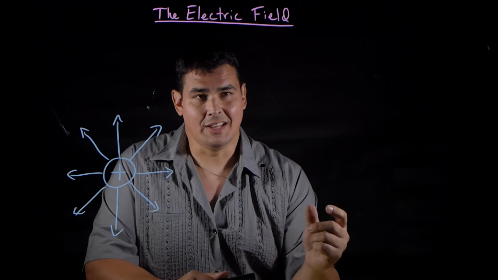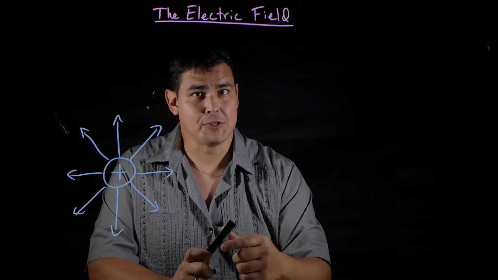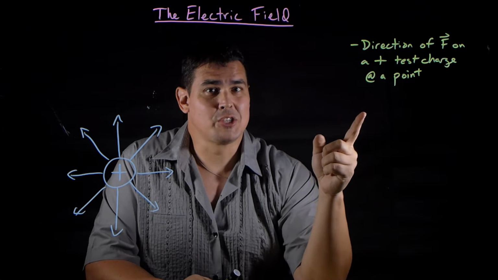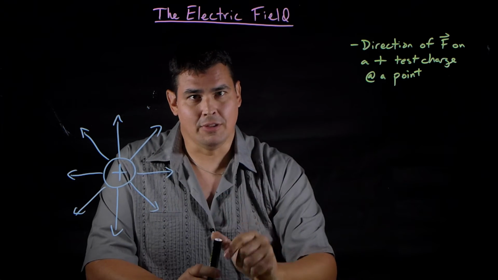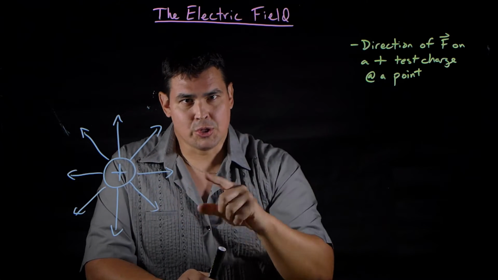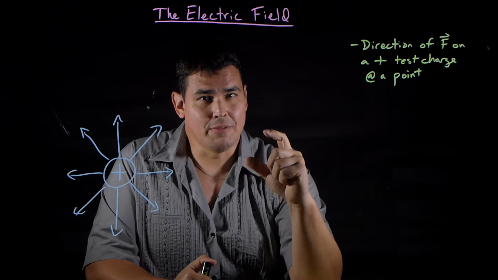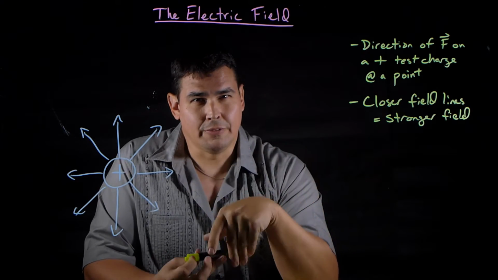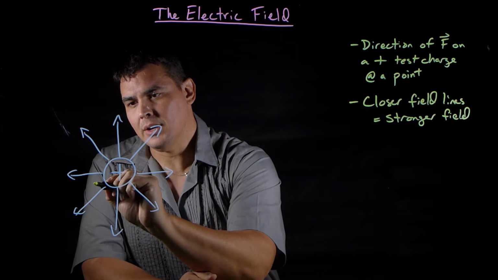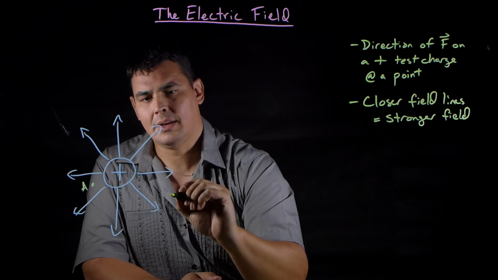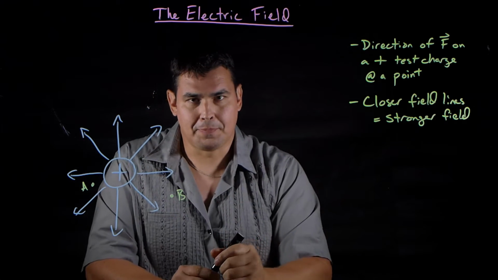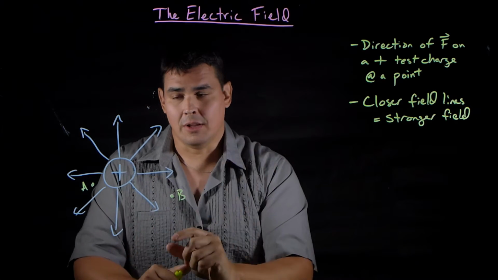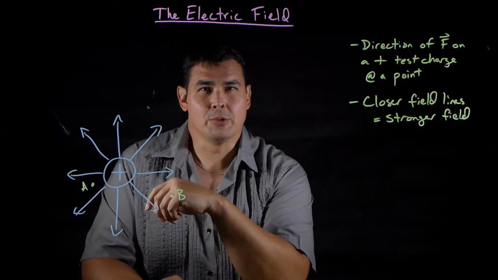Okay, so what does the electric field tell us? First, it shows us the direction of the force on a positive test charge at some point in the field, right? The arrows show the direction. We can also get the strength of the field. The closer the field lines are together, the stronger the electric field is at that point. So let's say I have 2 points here. Here's point A, and here's point B, okay? Without the field lines there, you know from Coulomb's law, right, that the closer you are to this charge, the stronger that force is going to be, right?